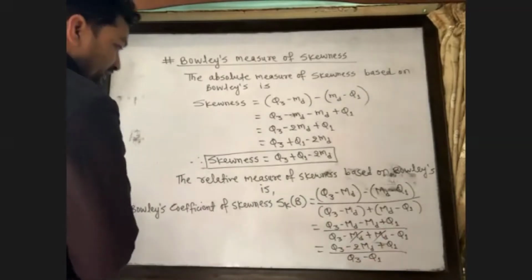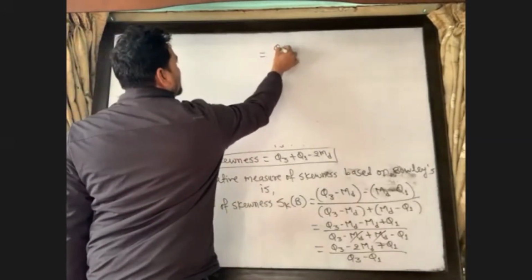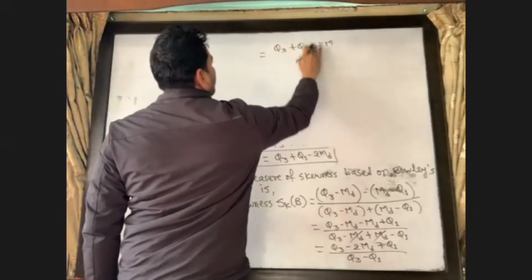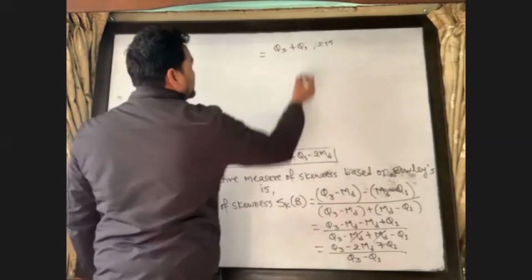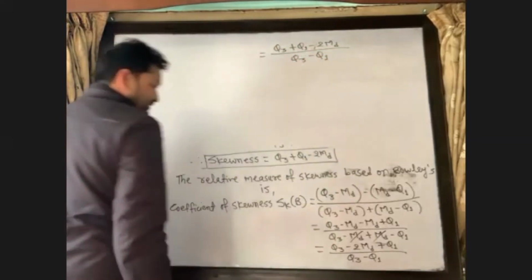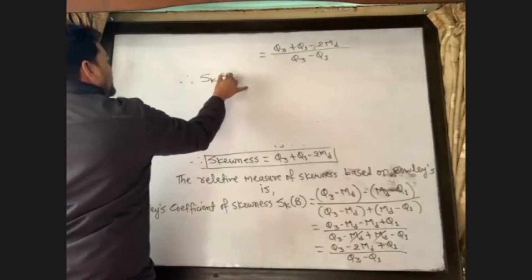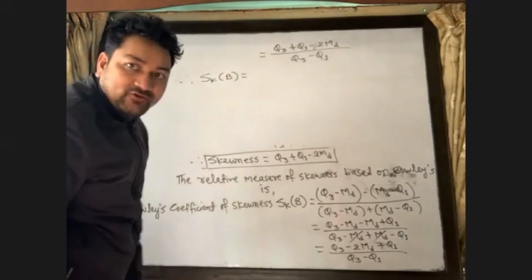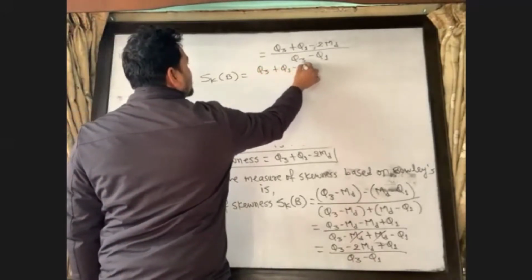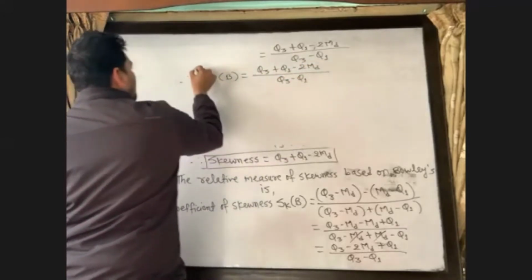So further we can simplify. Let's arrange it a little. We can write Q3 plus Q1 minus 2MD divided by Q3 minus Q1. Therefore, the formula of SKB, Bowley's coefficient of skewness, is Q3 plus Q1 minus 2MD divided by Q3 minus Q1.